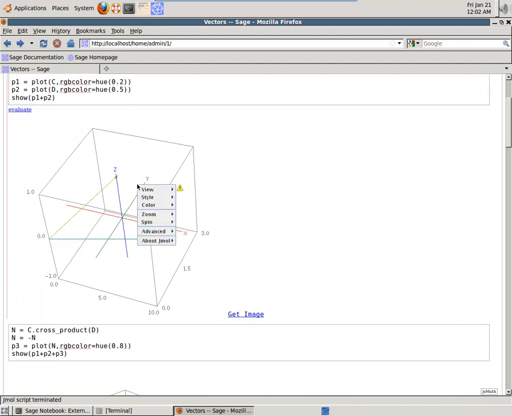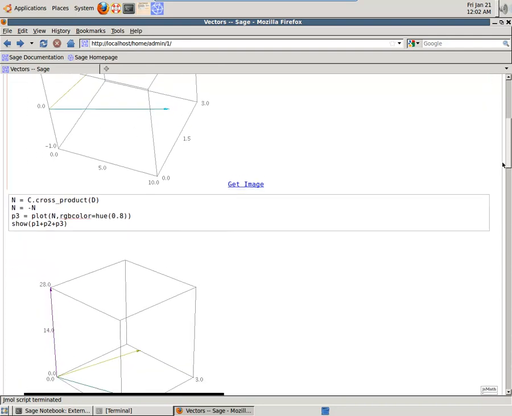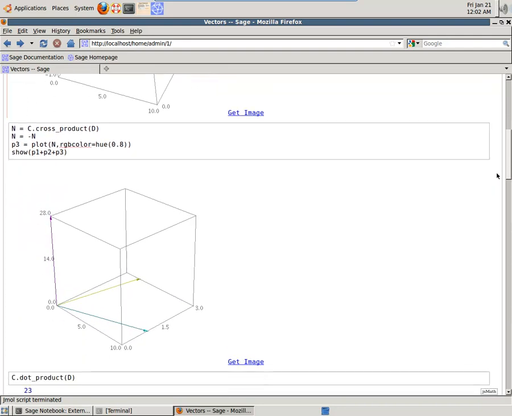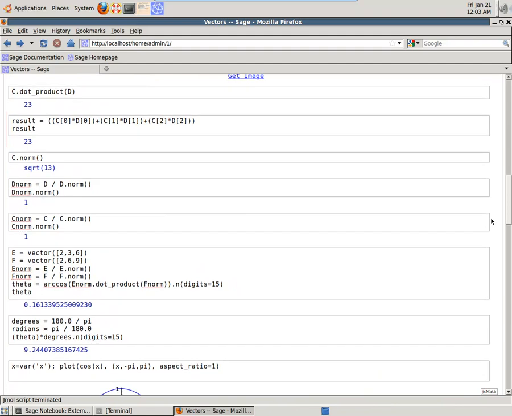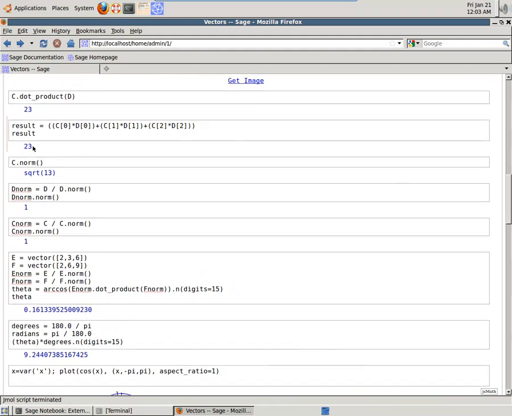Okay, I want to get rid of the axis because I don't like it. I mean, it's cool and all, but it's just not that pretty. All right. And so there we are. We're getting 23, and you get to see exactly what's going on there. Okay, cool. And if you remember right, that's exactly what I'm doing here.